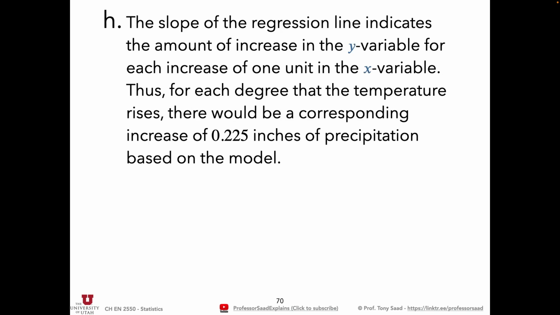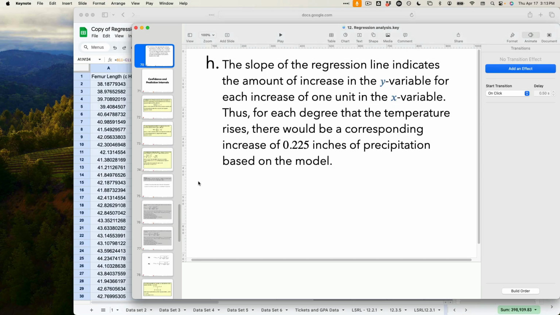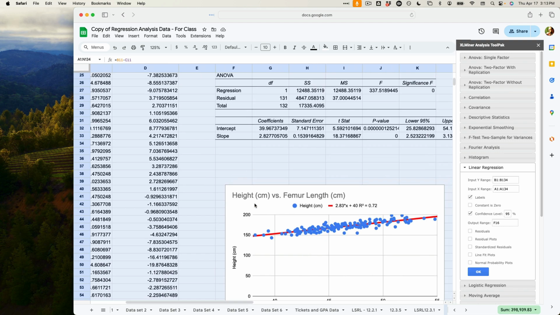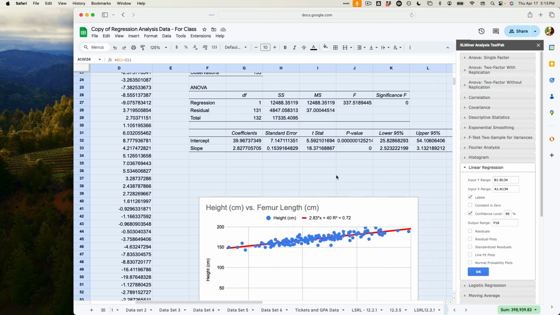The slope of the regression line indicates the amount of increase of the y variable for each increase in unit in the x variable. So for the problem of precipitation and temperature, it was 0.225 inches of precipitation for each degree increase in temperature. For the femur data, the slope was 2.83. So in other words, for every centimeter increase in your femur length, there is an expected increase of 2.83 centimeters in height. Okay, that's the other thing you have to consider. Just the slope, rise over run.